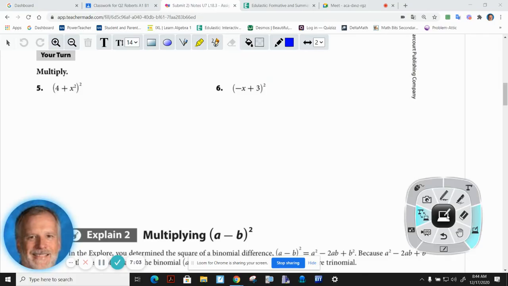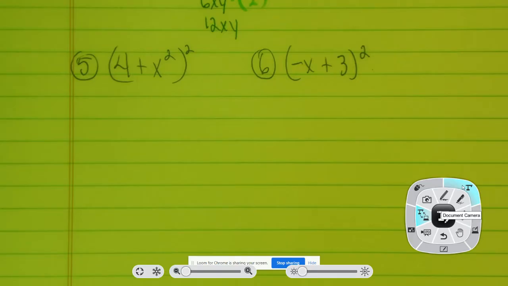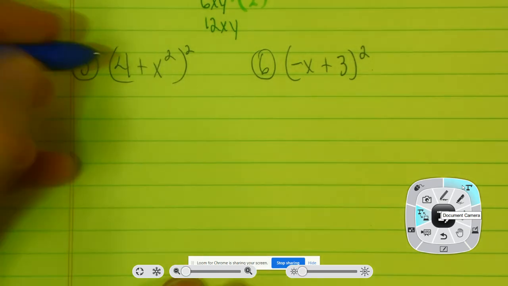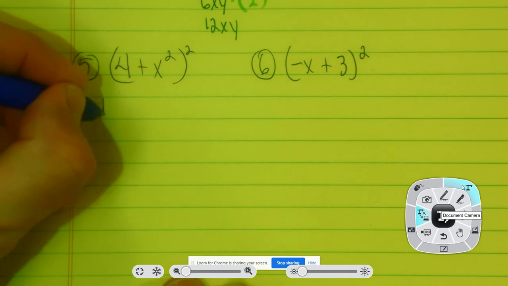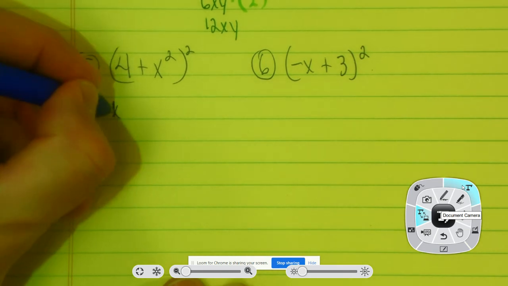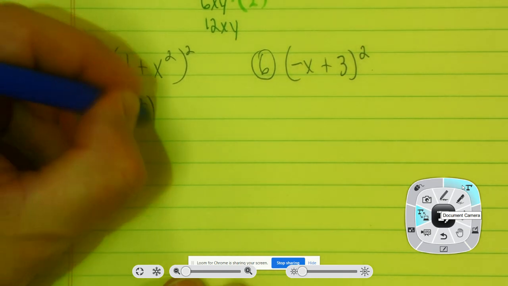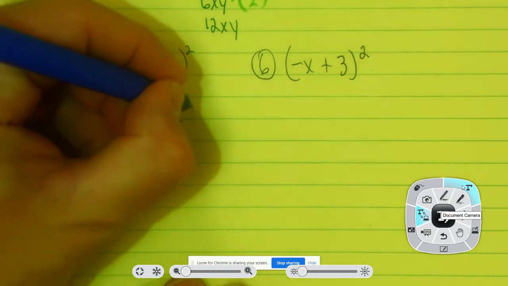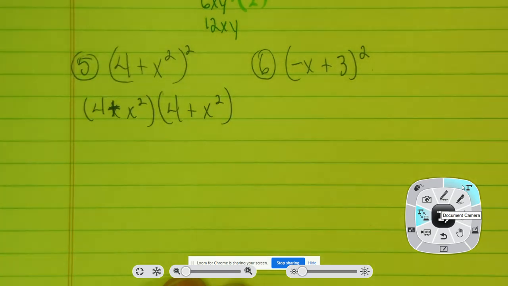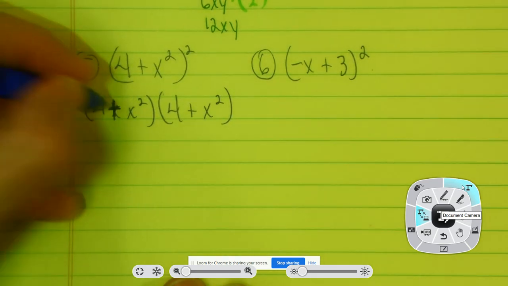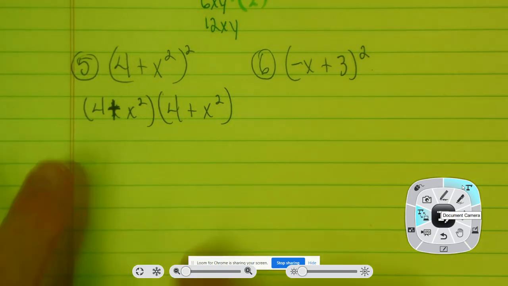Let's see what this looks like then when we work these problems. First of all, I'm going to always rewrite it. It's 4 plus x squared times 4 plus x squared. So I'm going to do that absolutely first.